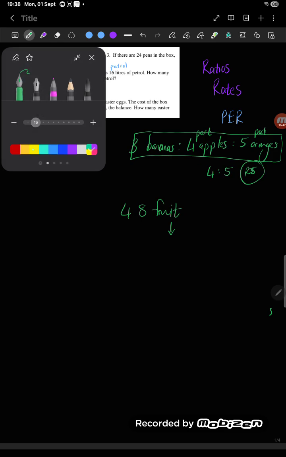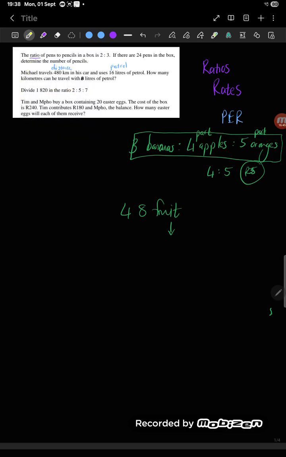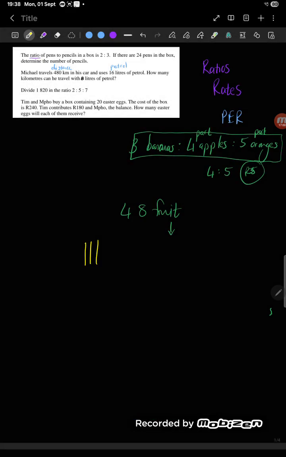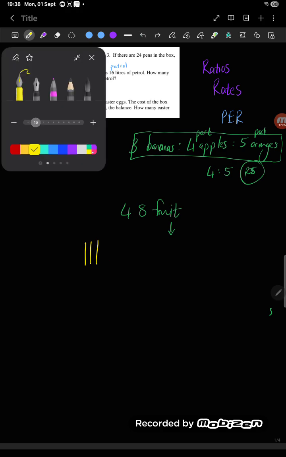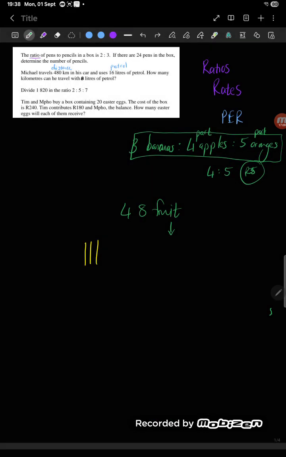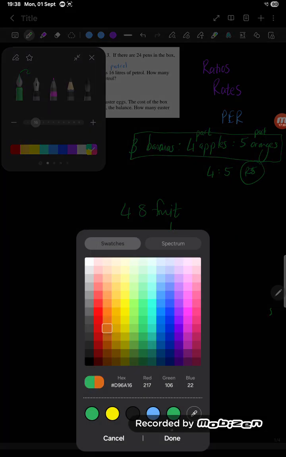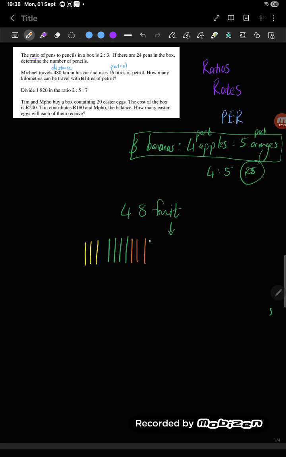So let's draw this stuff. I've got 3 bananas for every bundle of fruits that I buy for 35 Rand. I got 3 bananas. Then I've got 4 apples. 1, 2. Green, please. I want green apples. I like the green apples. Okay. Then I got 1, 2, 3, 4. Then I've got 5 oranges. Let's grab an orange. I've got 5 oranges. 1, 2, 3, 4, 5.